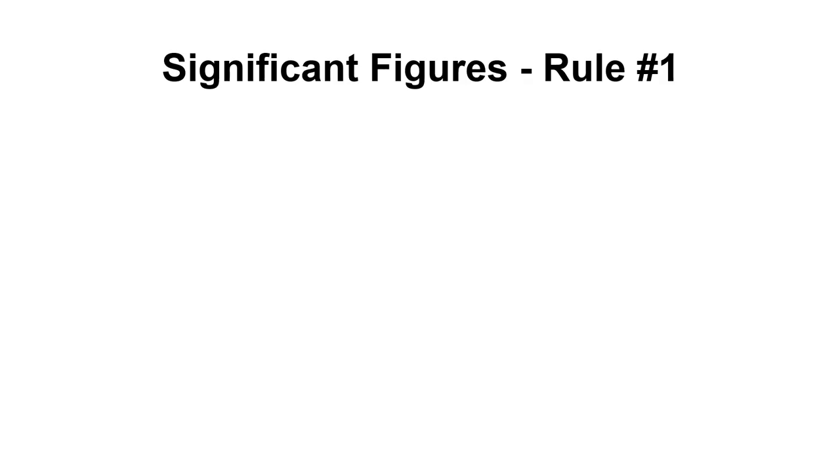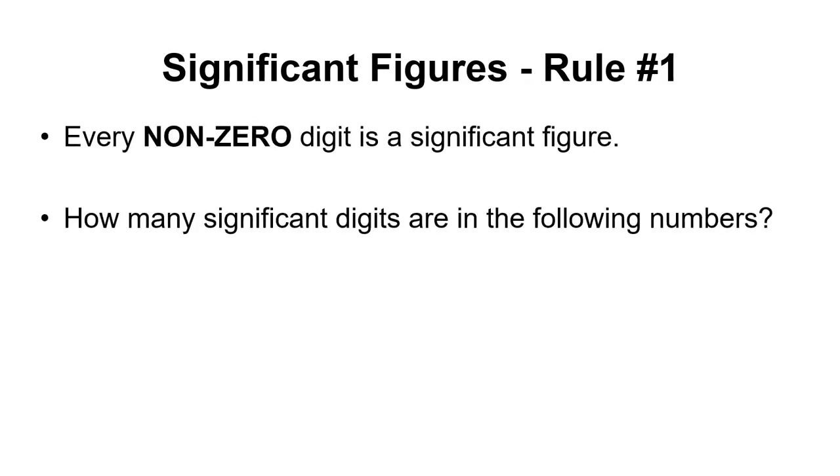The first rule in significant figures. Every non-zero digit is a significant figure. Whenever a number is 12, 1, 2, 7, as long as it is a non-zero, not zero, it is significant.